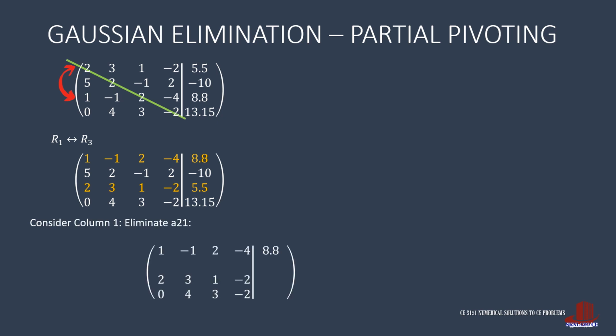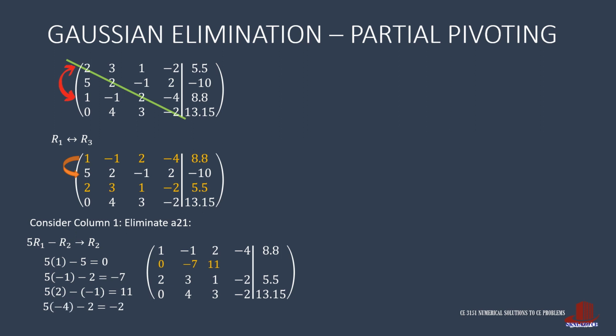Start zeroing out element 2,1 using 5 times row 1 less row 2 as the new row 2. The first element is computed as 5 times 1 minus 5 to have 0. The next element is then 5 times negative 1 minus 2 to get negative 7. Next has 5 times 2 minus negative 1 and get 11. Then there is 5 times negative 4 minus 2 to get negative 22. And last is 5 times 8.8 minus negative 10 to get 54.